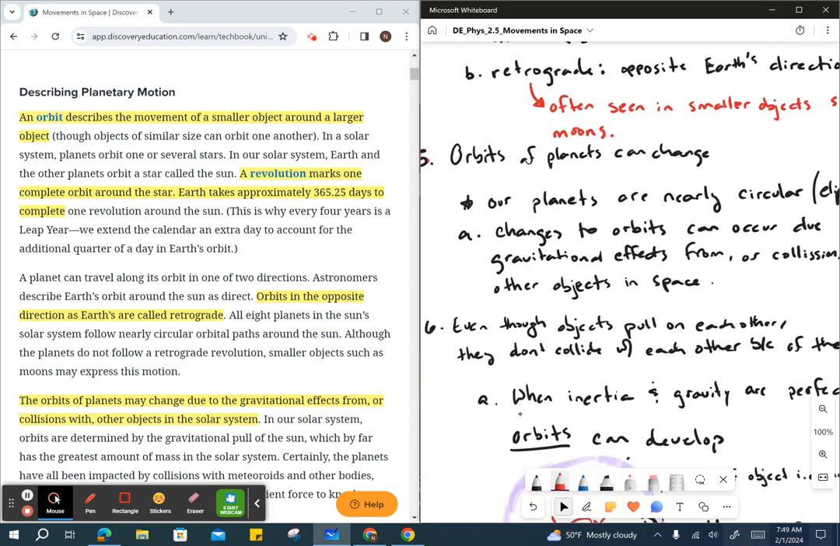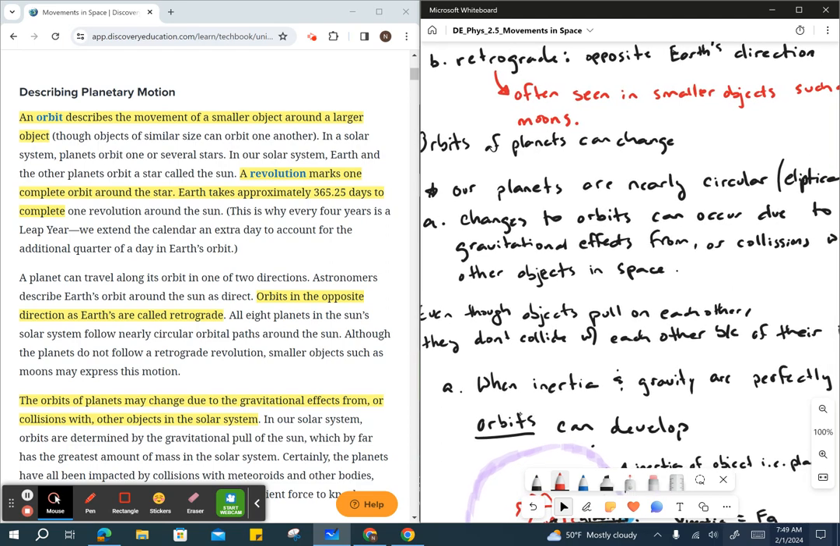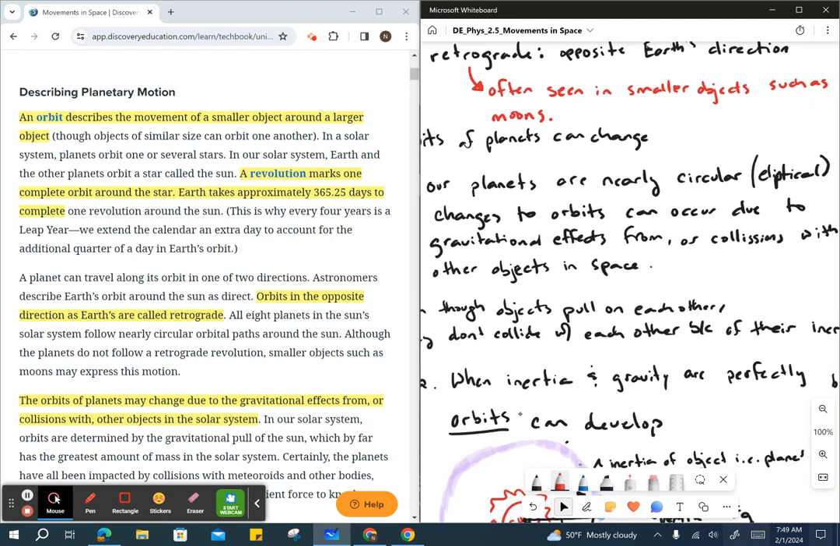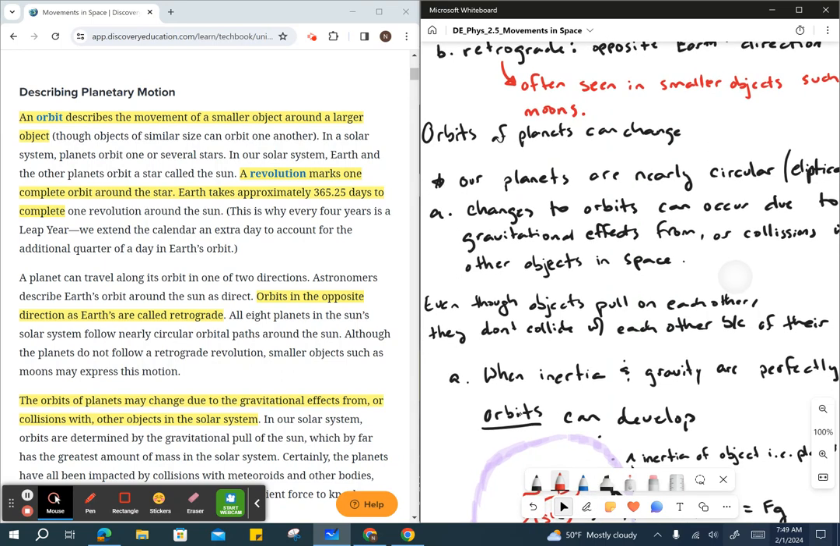Orbits of planets can change. Okay. How? Changes to orbits can occur due to gravitational effects from other objects or collisions with other objects. It'd have to be a pretty large collision to make a planet change its orbit, right? But, you know, it can happen. And certainly for smaller items, if you have an asteroid that's orbiting around your planet and it collides with something, it certainly could reverse its direction or just go off course entirely, right?